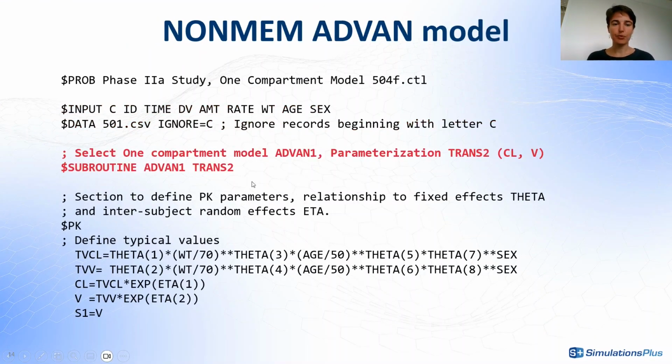So the next step would be to select my structural model. And in this Nonmem control stream, it's done with the subroutine selecting model ADVAN1 corresponding to one compartment with parameterization TRANS2 that corresponds to V and CL. And actually, we can do really the same in Monolix.